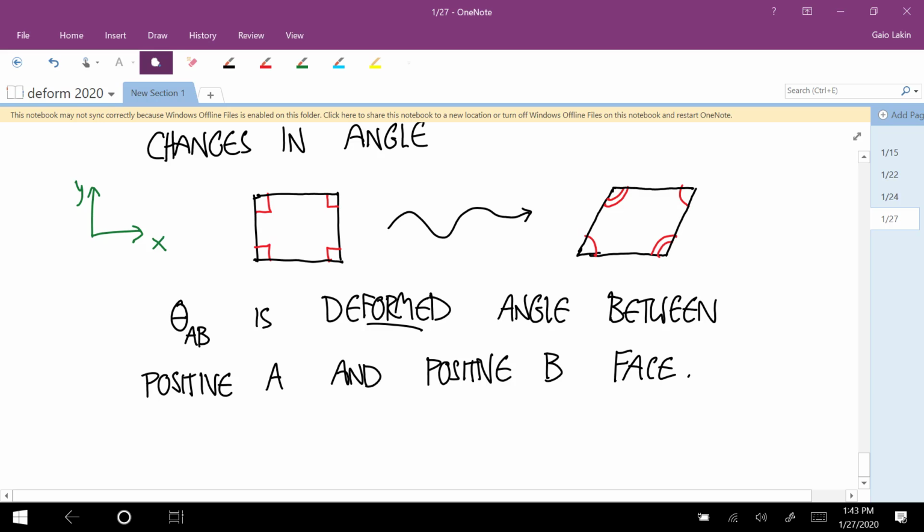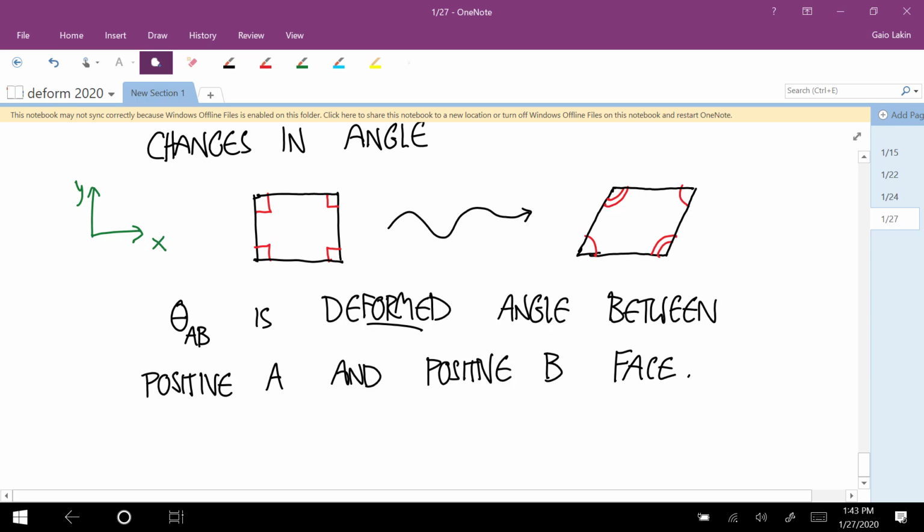Okay, so A and B can be X, Y, or Z. Let's say we want to calculate the deformed angle between the X and Y face. Okay, so the X face is this one, that looks like this. And the positive Y face is this one.